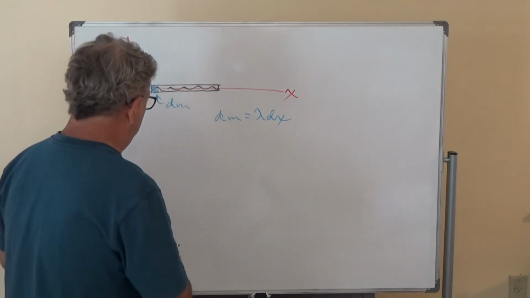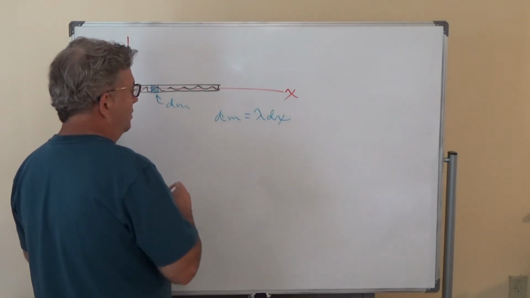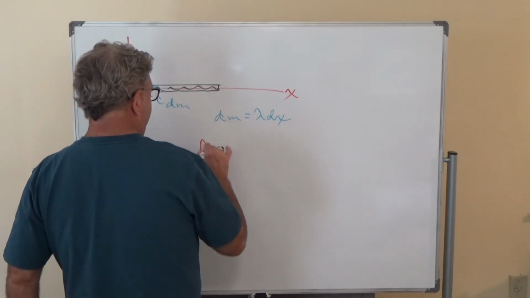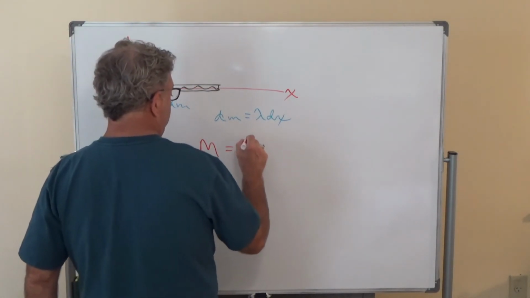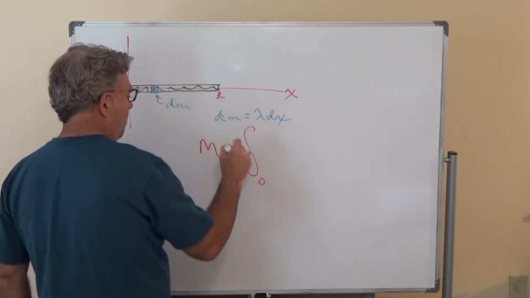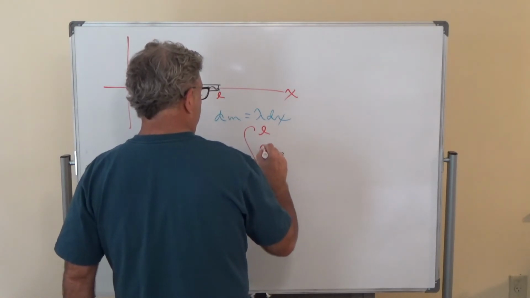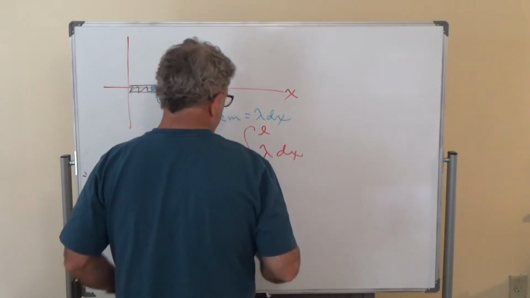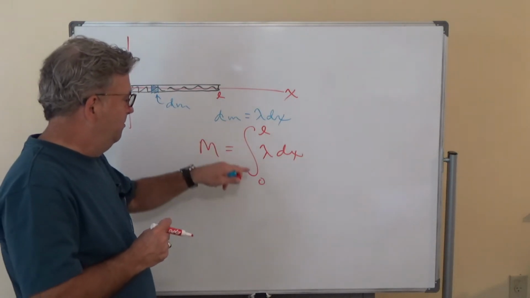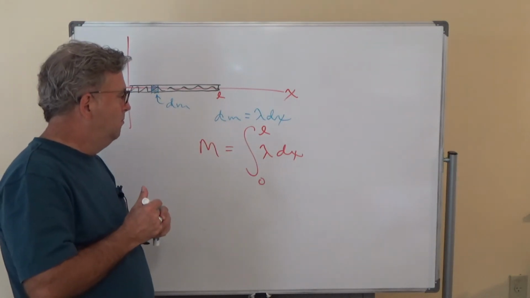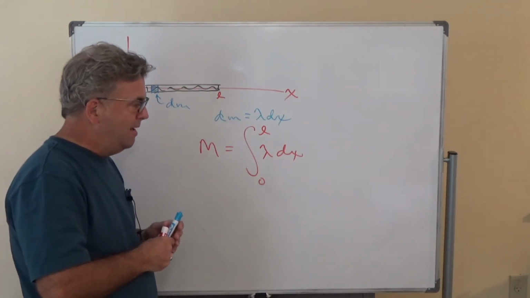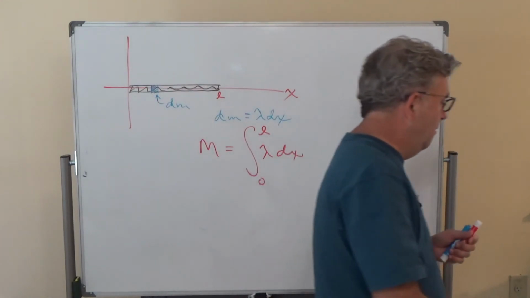Okay? So the total mass, you sum all that up. So big M, I'll call it, is equal to the integral from 0 to, call this distance L, from 0 to L of lambda dx. Okay, well, I should have written just the integral of dm, but in this case, so that's the total mass. That's part A.